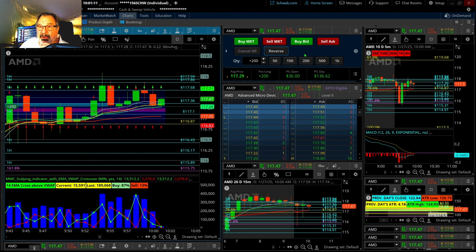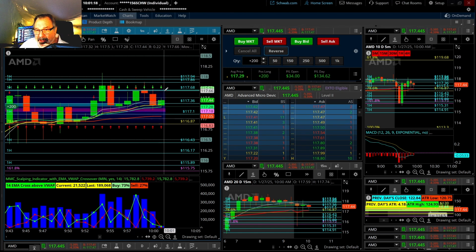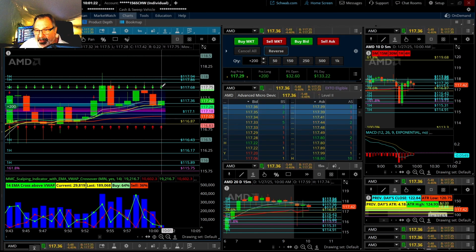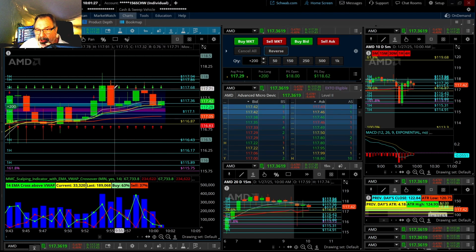But it doesn't mean it's going to go up very far. So we're looking for it to at least get up here, and then I'll look to see if we get another buy-sell oscillator. This is the upper level, 117.75 range, where it's saying look to turn around.